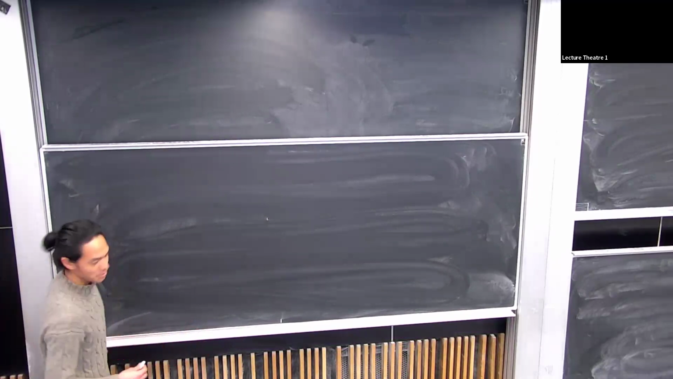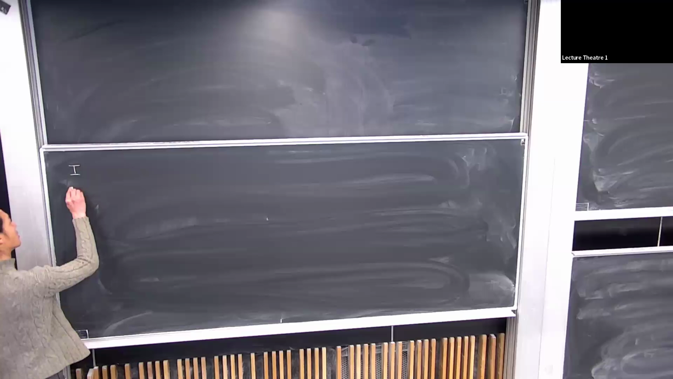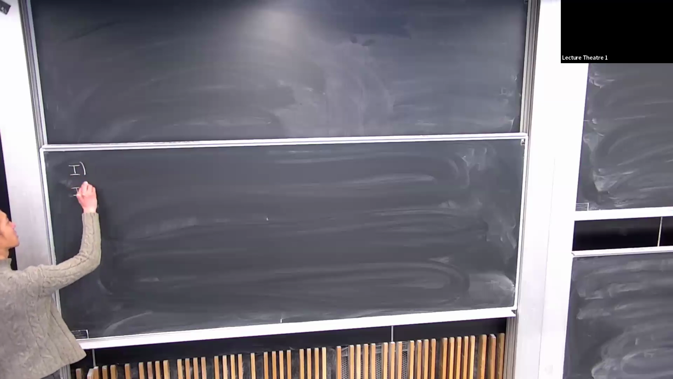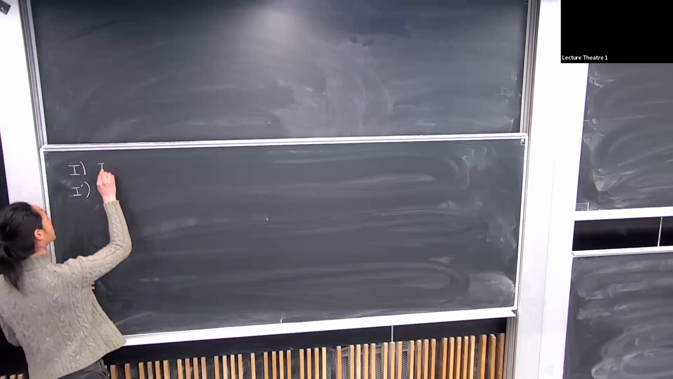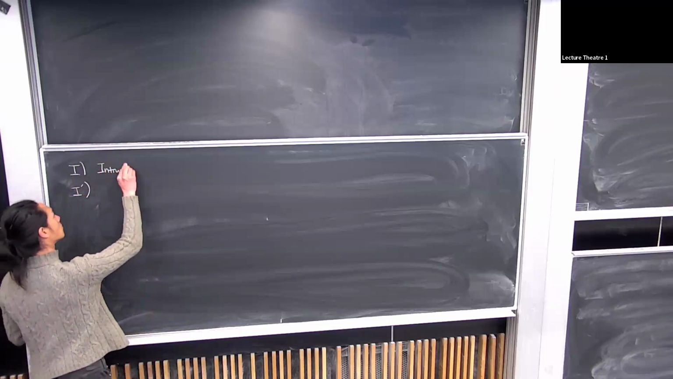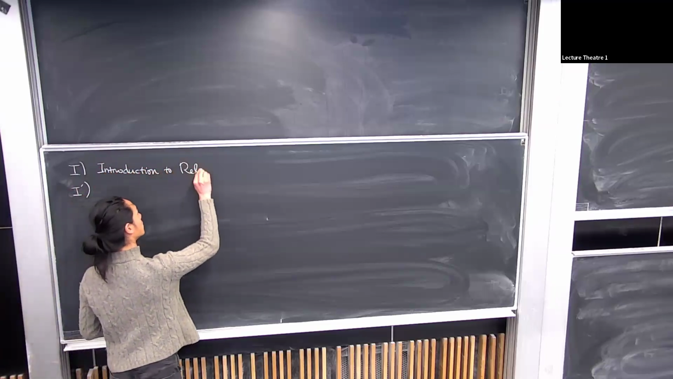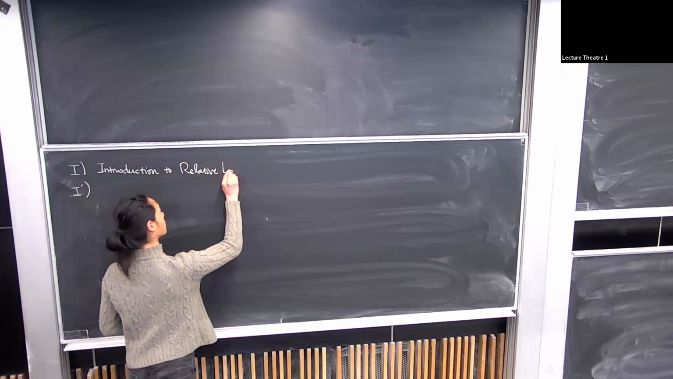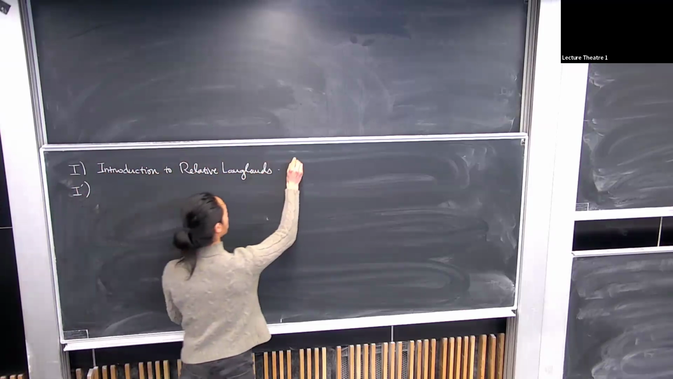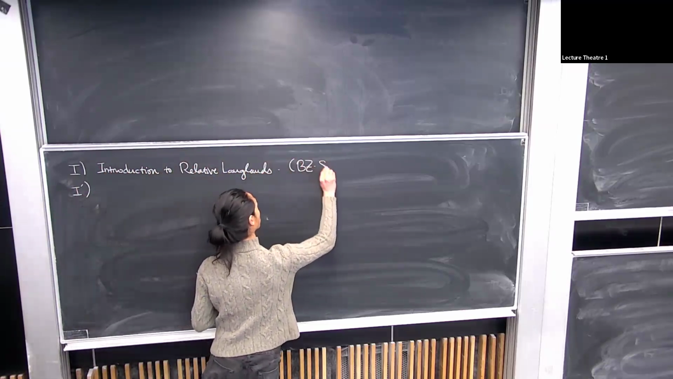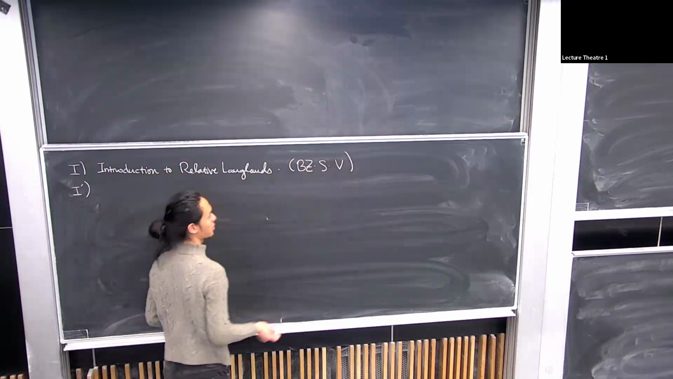Okay, so here's the plan of the talk. There will be two sections, which I call section one prime, because I'm really just trying to get you to catch an analogy. The first one is an introduction to relative Langlands in the sense of BZSV, which stands for Ben-Zvi, Sakellaridis, Venkatesh.